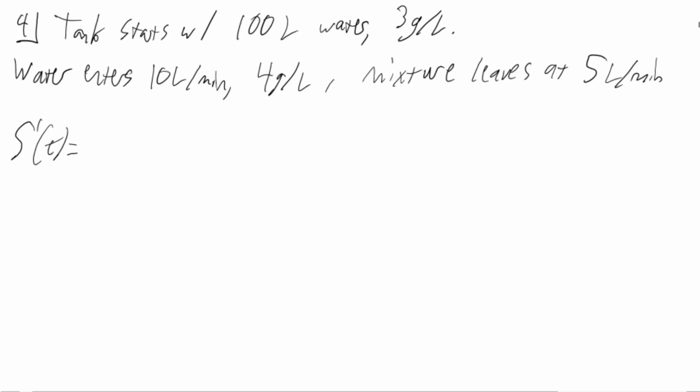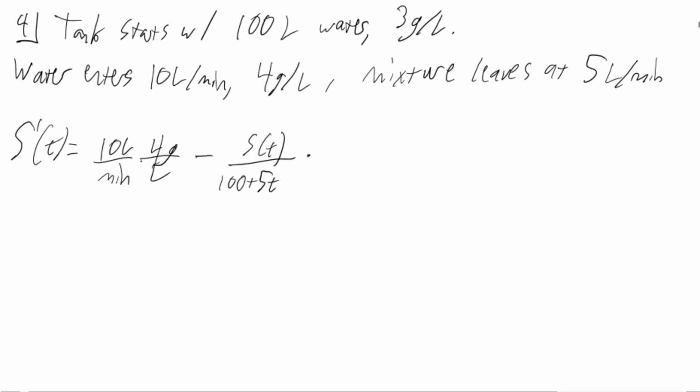So this changes things a little bit. The amount of salt entering is still going to be the concentration of the salt water mixture coming in times the rate at which it comes in. But the salt leaving is slightly different because we have to factor in the volume. So now the concentration is S of t over 100 plus 5t. Okay, so 100 plus 5t is the volume at time t.